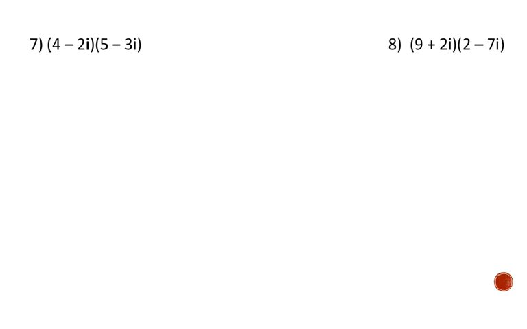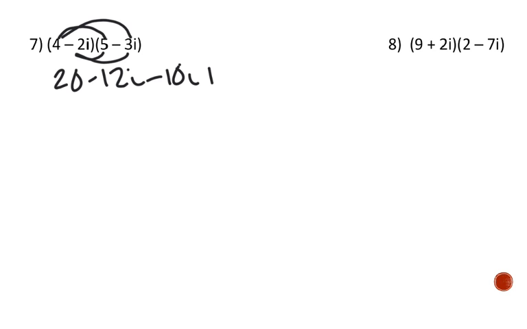So the last two examples here we're actually going to FOIL. So we have the quantity of 4 minus 2i times the quantity of 5 minus 3i. So we're going to take the 4, distribute it first. So 4 times 5 is 20. 4 times negative 3i is negative 12i. Then we're going to distribute the negative 2i to each. So negative 2i times 5 is negative 10i. And negative 2i times negative 3i becomes positive 6i squared.